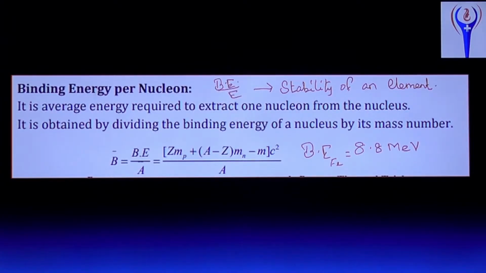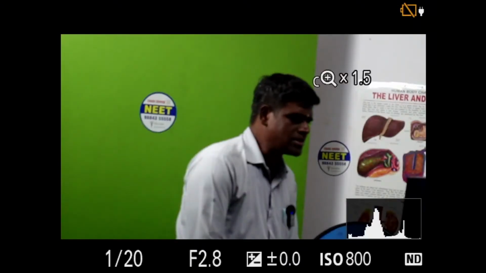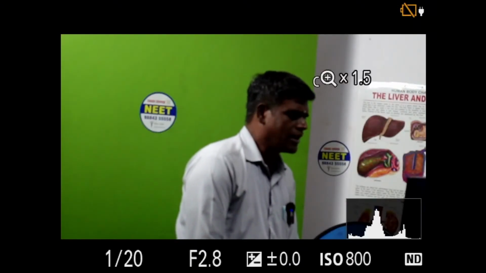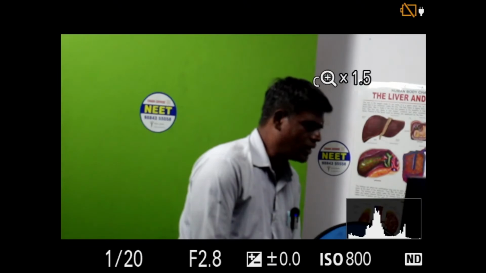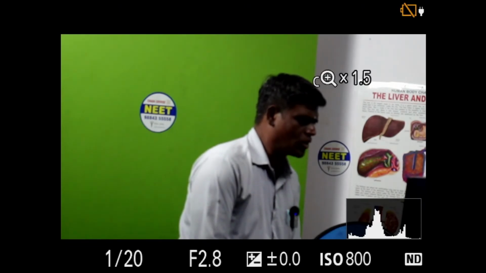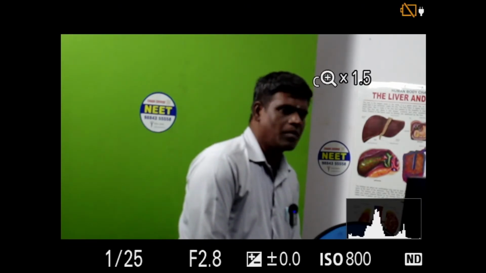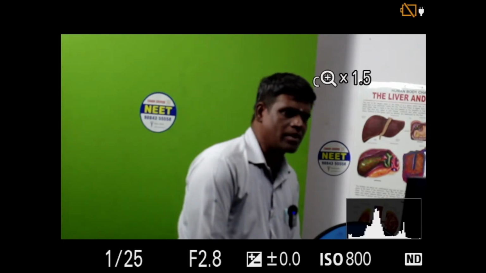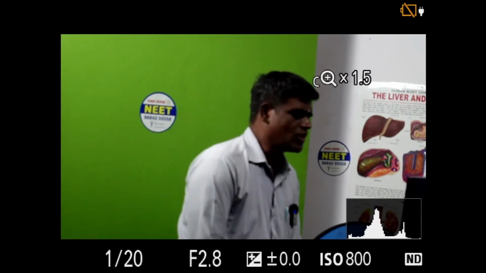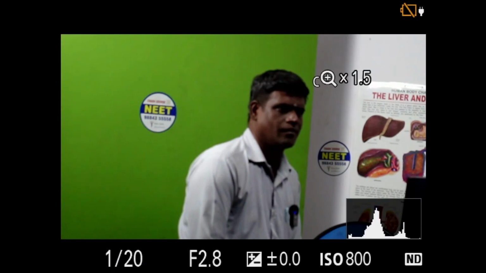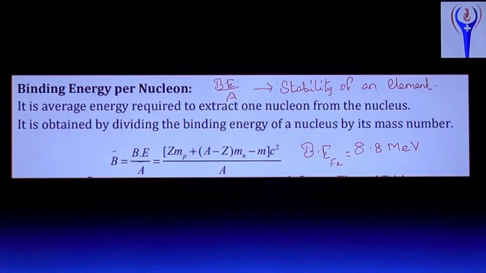We may think what purpose we are studying this. This only decides the stability of an element. Most of the uranium is unstable. Why? Because its binding energy per nucleon value for uranium is less. That's why it is unstable. Okay. Noted?